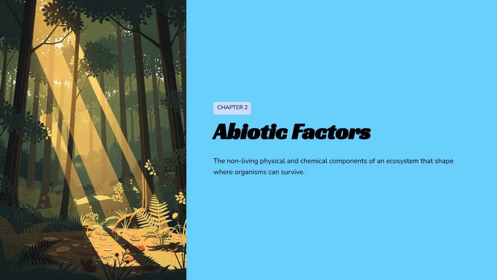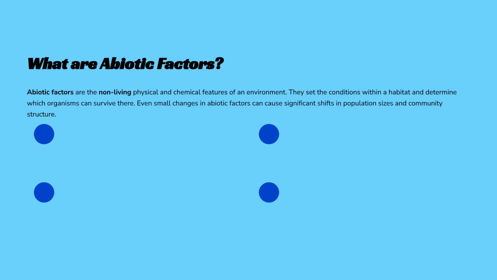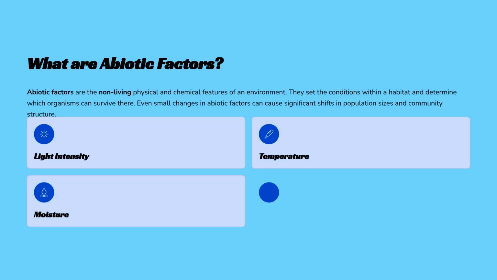Now we move on to abiotic factors. These are the non-living physical and chemical components of an ecosystem that determine whether an organism can survive in a particular habitat. Key abiotic factors you need to know include light intensity, temperature, moisture, and soil pH. Changes to any of these can lead to major shifts in how species are distributed and how communities are structured.